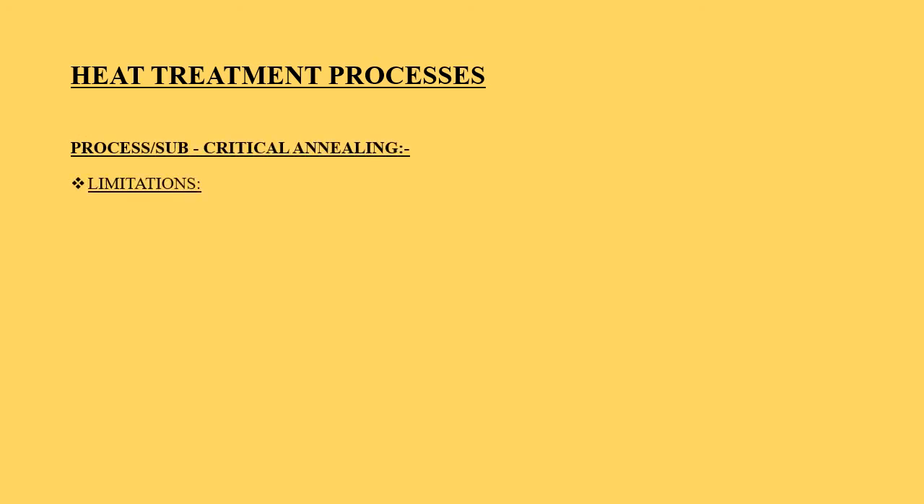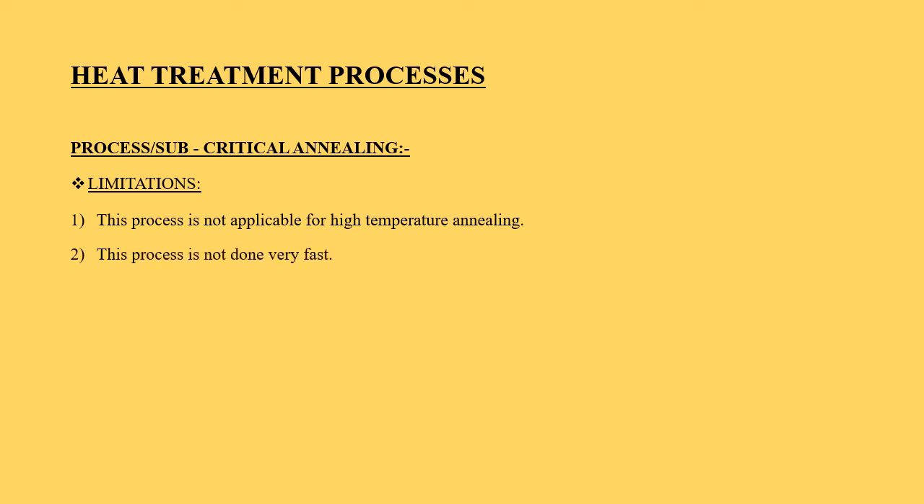The limitations of process or subcritical annealing are: it is not applicable for high temperature annealing. The process cannot be done very fast. It is only applicable for subcritical annealing.